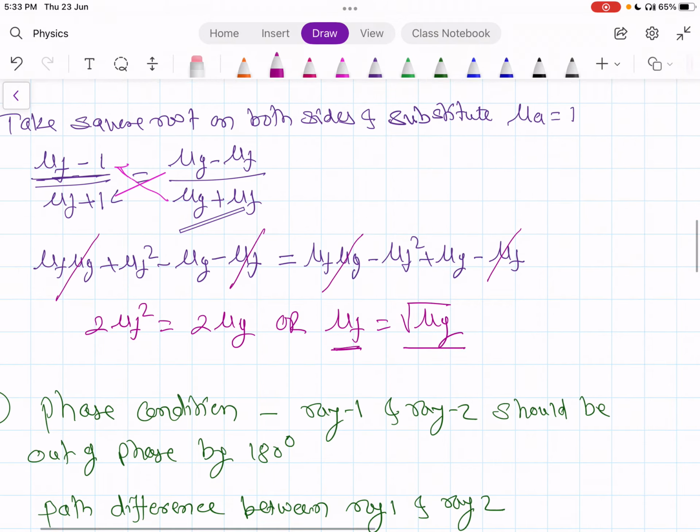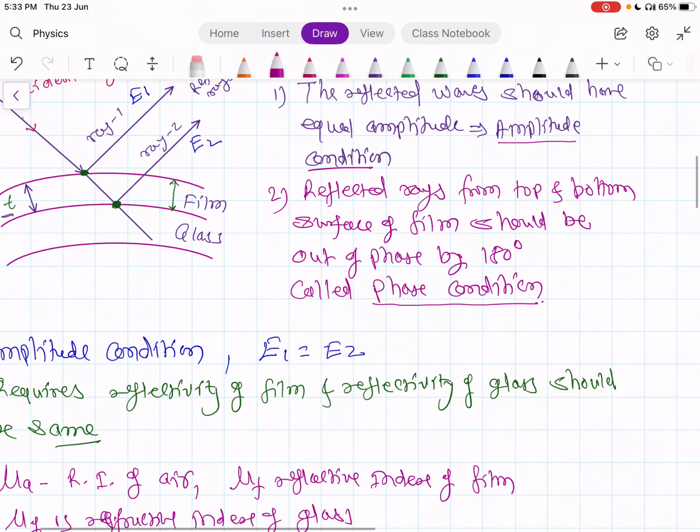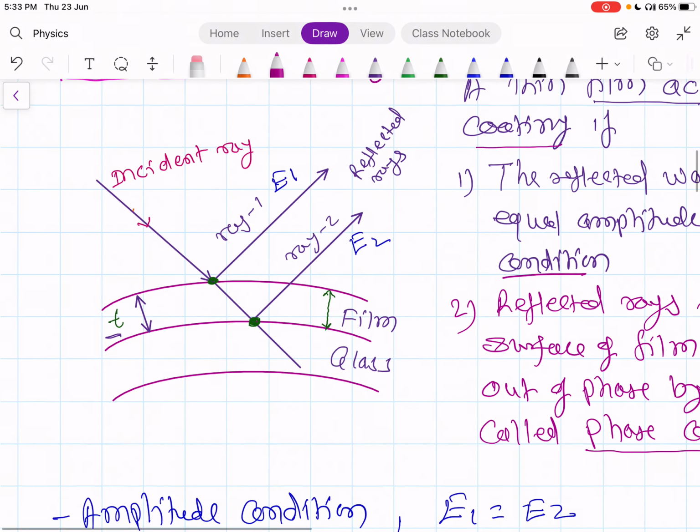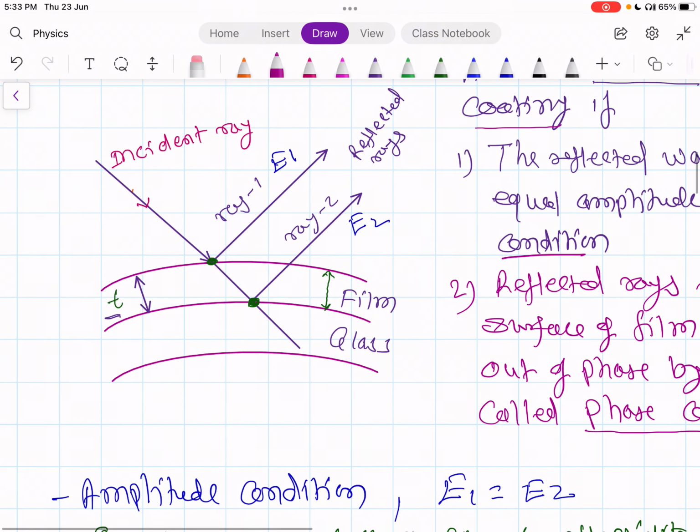medium. For that, let's see the diagram here. As you can see in this diagram, the ray 1 is reflected from this point, that is from the film. This is air here, this is film, and this is the glass. So ray 1, as you see here, is reflected from the denser medium, from film. Film is the denser medium. So there would be change in the path of ray 1 by lambda by 2.